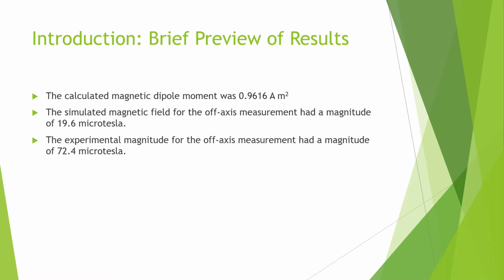For a brief preview of the results, the calculated magnetic dipole moment was 0.9616 amp meters squared, and the simulated magnetic field for the off-axis measurement had a magnitude of 19.6 microtesla. On the other hand, the experimental magnitude for the off-axis measurement was 72.4 microtesla.